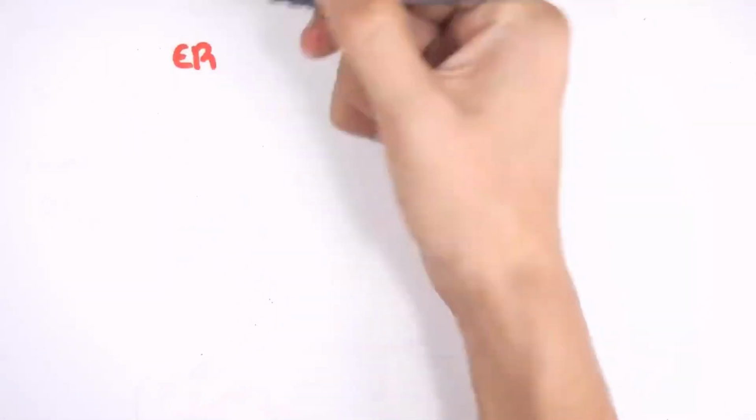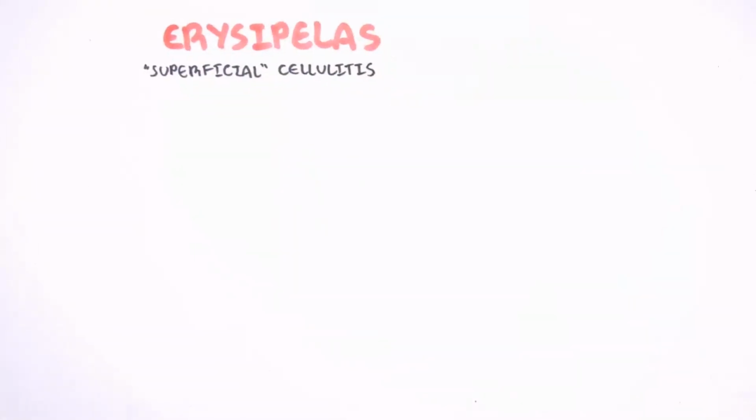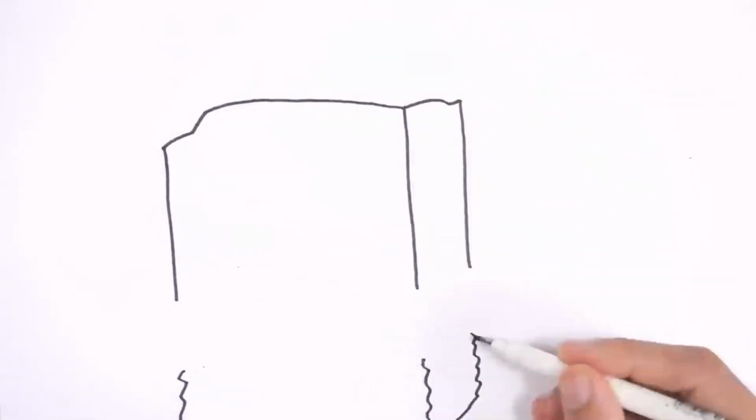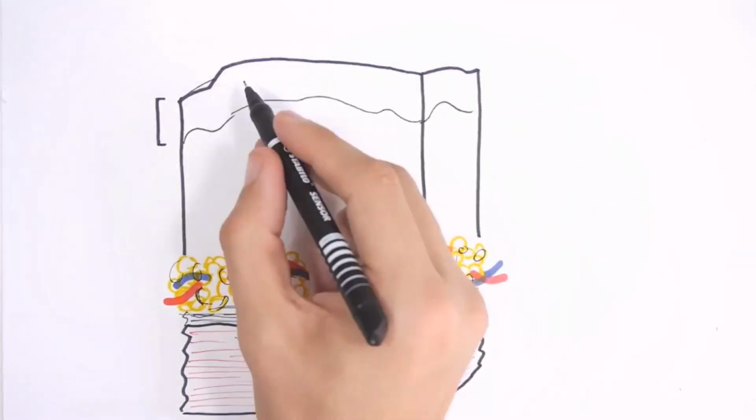A good differential for cellulitis is another bacterial skin infection called erysipelas, which is actually known as superficial cellulitis because it is an infection of the superficial dermal layer. So let's just learn about erysipelas first, but first of all, recap the anatomy of the skin.